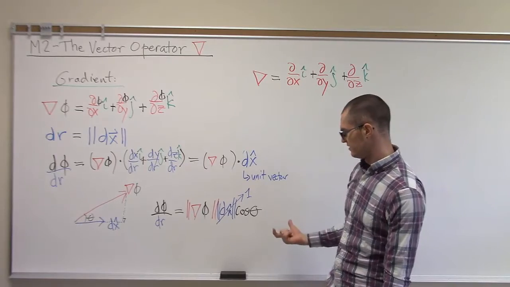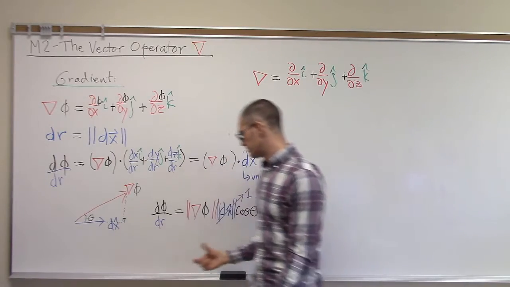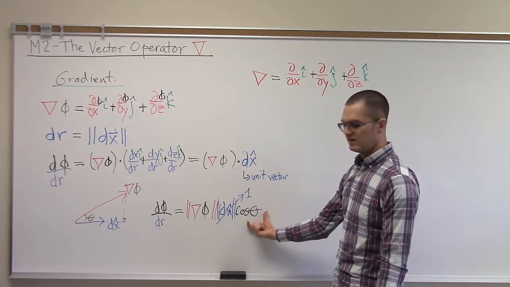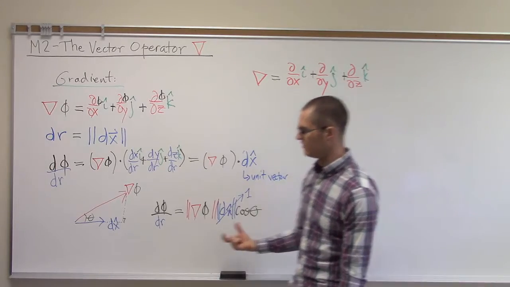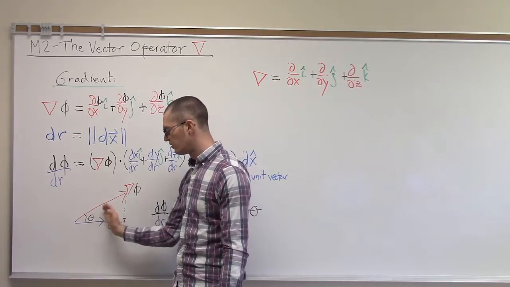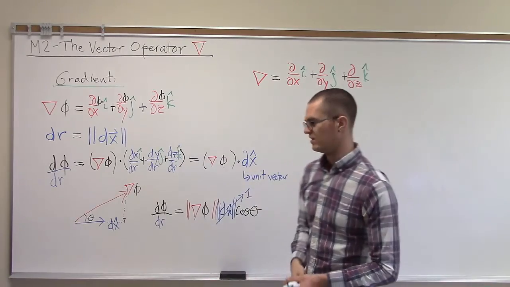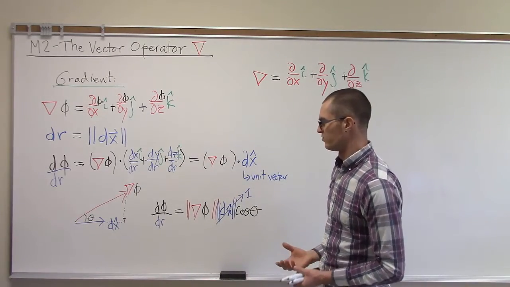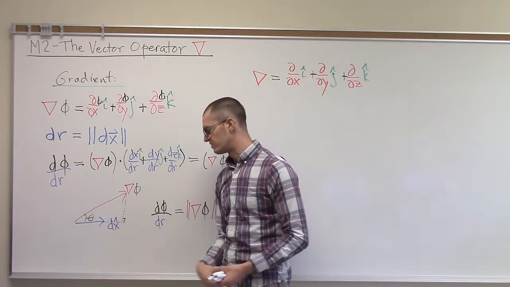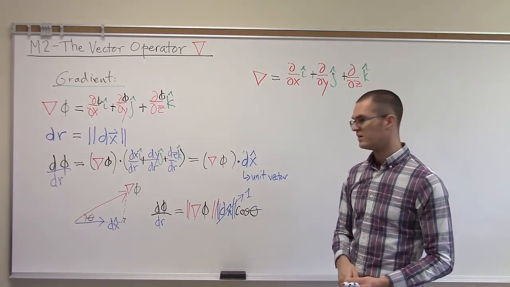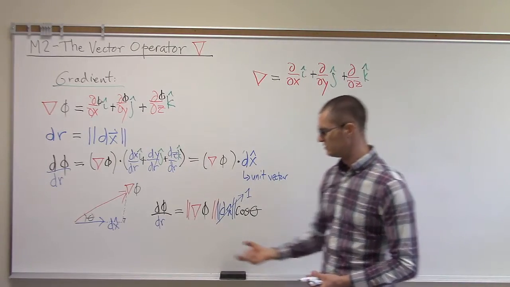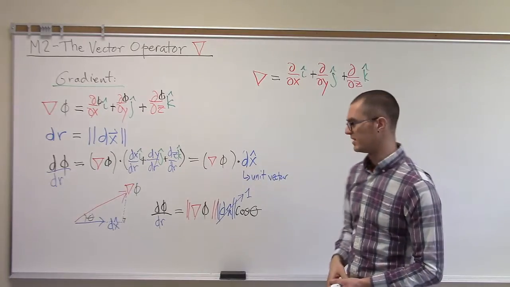And cos theta is equal to 1 or -1 when theta is equal to 0 or 180 degrees. So in other words, when the gradient of phi points in the same direction as dx, then the magnitude of d phi by dr is maximized.